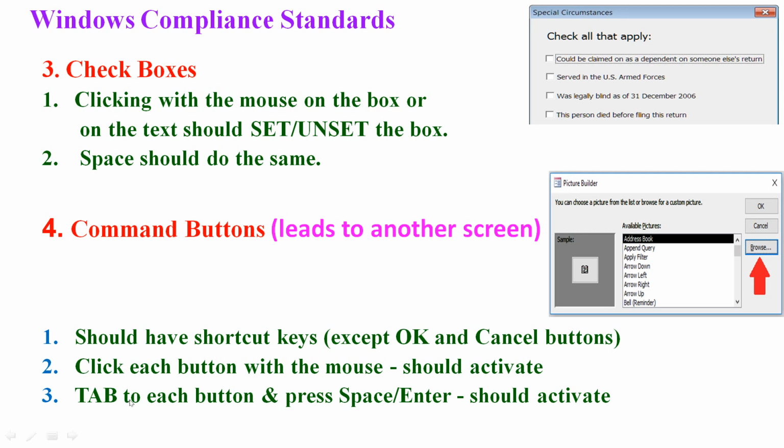And when you tab to each button and press space or enter, it should get activated. Here, in this command button, OK is there, cancel is there, browse is there. If you press the tab key on your keyboard, then each button should get selected. And if you press the space bar or enter, it should get activated. Yes or no? So, this is about the command button.